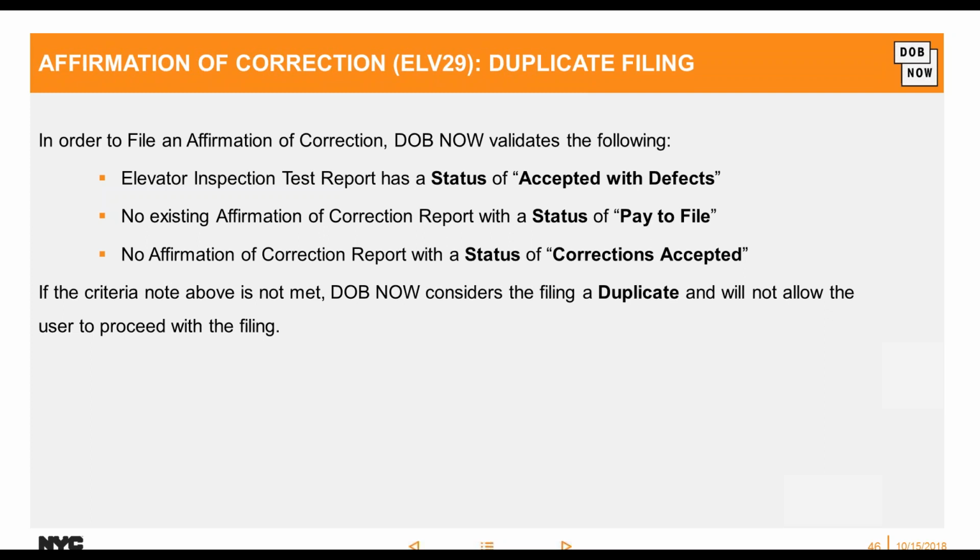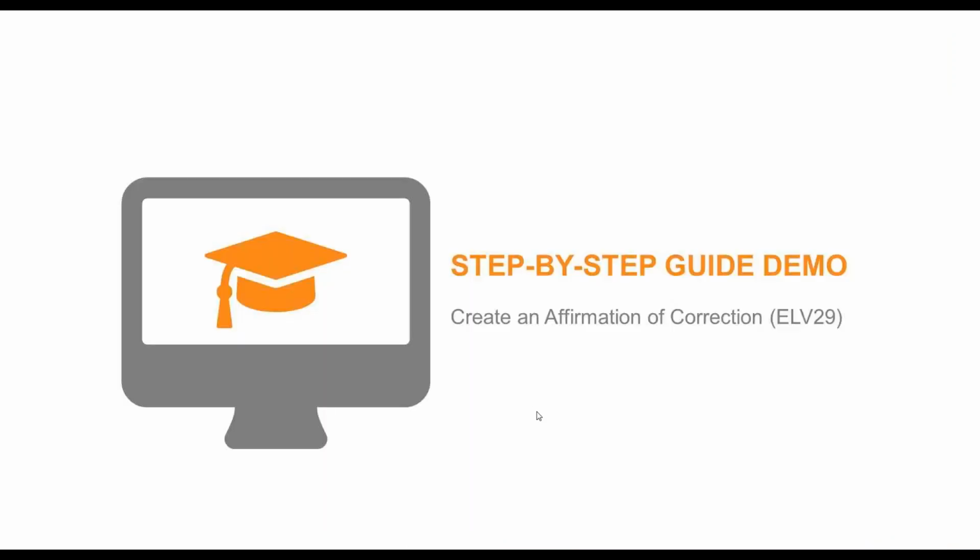In order to file an affirmation of correction, DOB validates the following. The elevator inspection test report has a status of accepted with defects. There is no existing affirmation of correction report with the status of pay to file, and no affirmation of correction report with the status of corrections accepted. If the criteria above is not met, DOB considers the filing a duplicate and will not allow the user to proceed with the filing. So now I'm going to move into a demonstration.